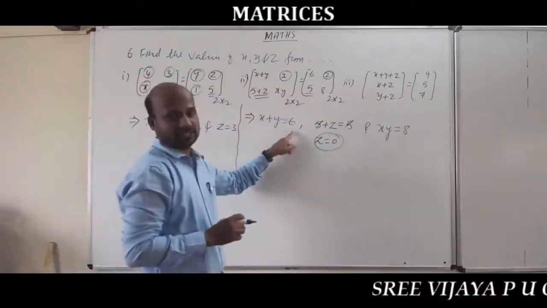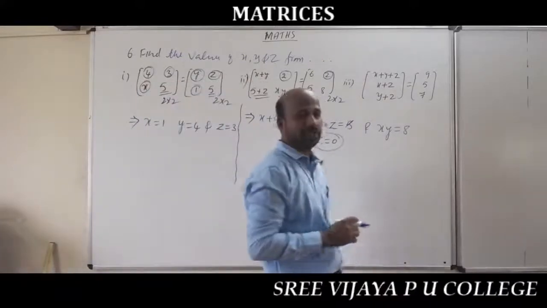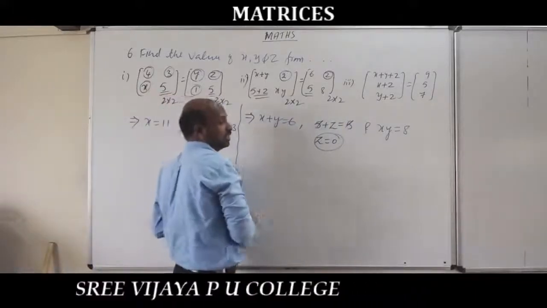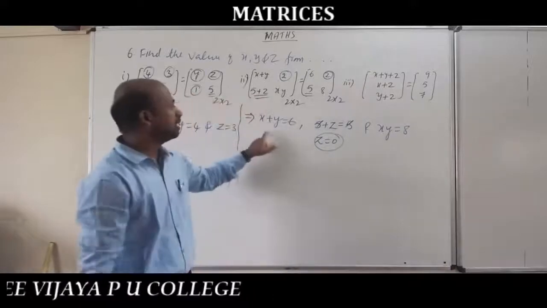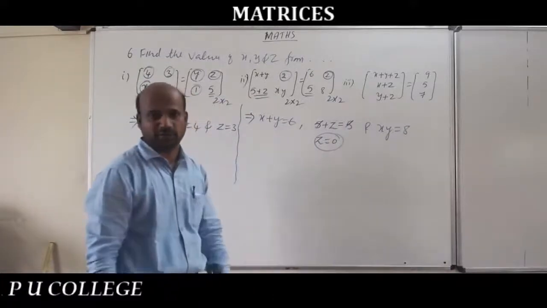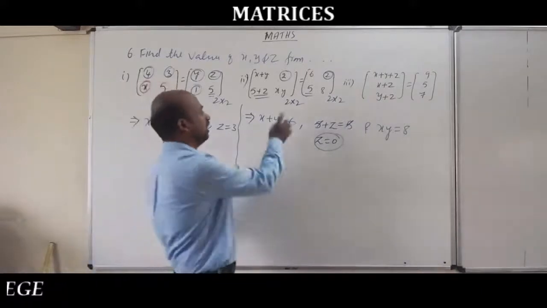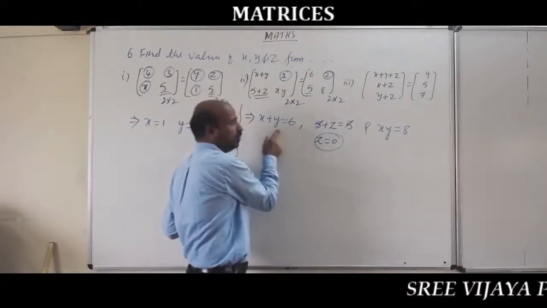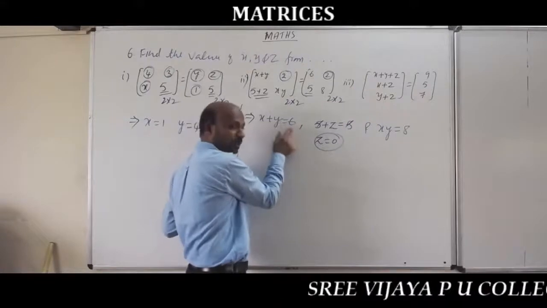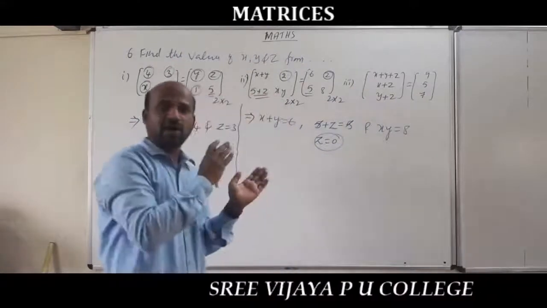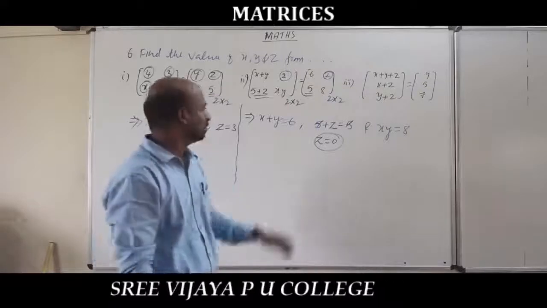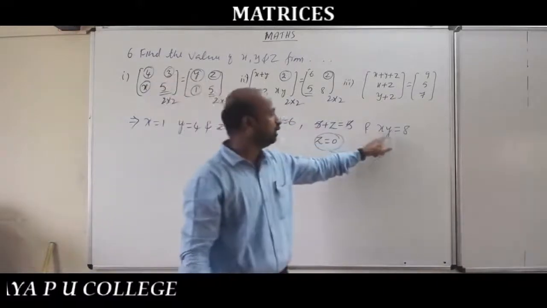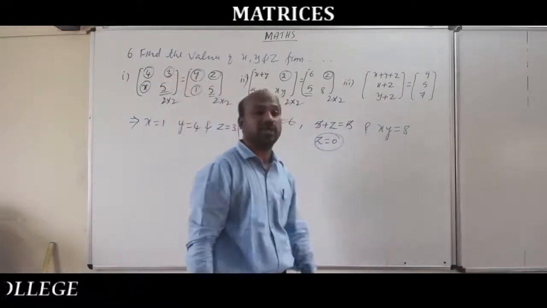Here x plus y is 6. Sum is known, product is known, so we have to solve the equations. x plus y is equal to 6, x into y is equal to 8. When we add we must get 6, when we multiply we must get 8. Adding, 4 plus 2, 2 plus 4 is 6. Again 1 plus 5, 5 plus 1 also gives 6, but here the sum and the product both must be satisfied. So 2 plus 4 is 6, 4 plus 2 is 6, 2 into 4 is 8, 4 into 2 is also 8.